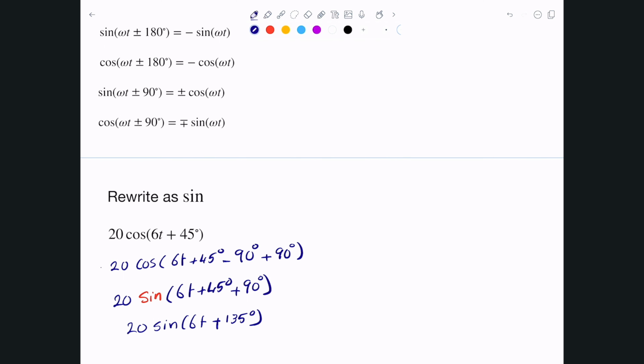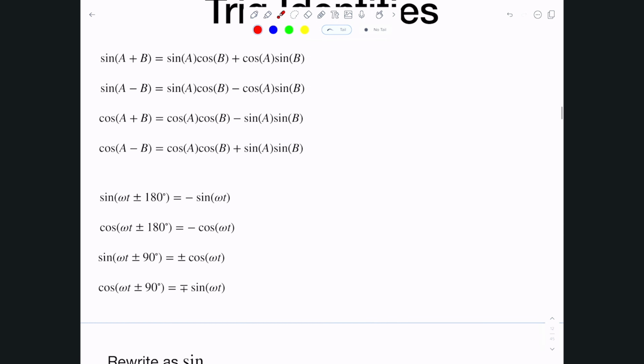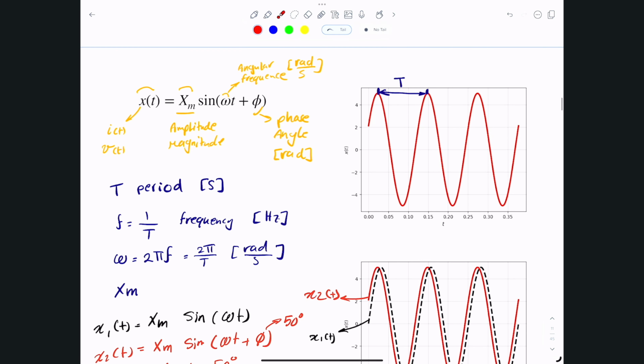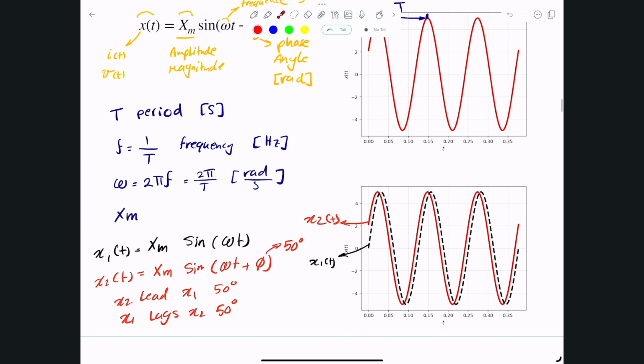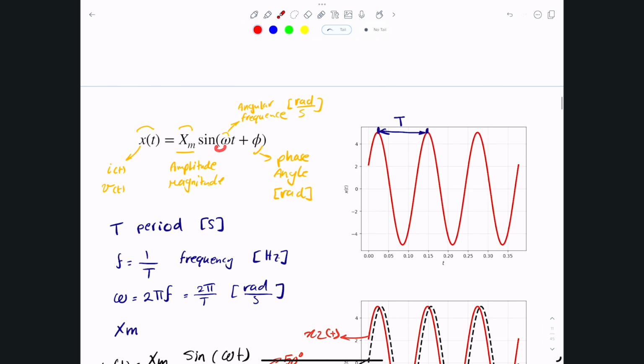So all of these are equivalent, so I can just say equal, equal, equal. So effectively, I can rewrite this as 20 sin(6t + 135 degrees). Okay, and just a quick comment about the degrees. When we covered the sinusoids, we said that omega is radian per second, and t is second, so the whole thing will be radian. So technically, the phi should be radians.